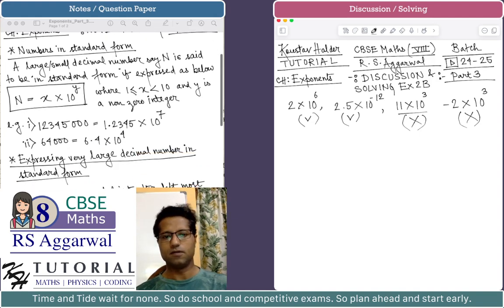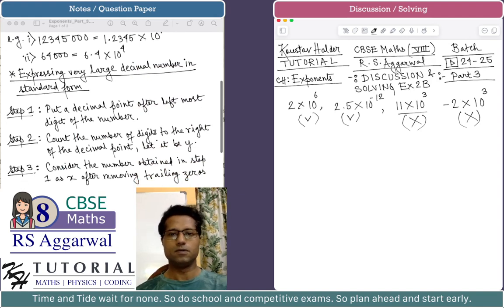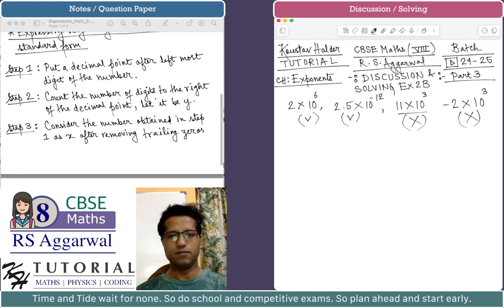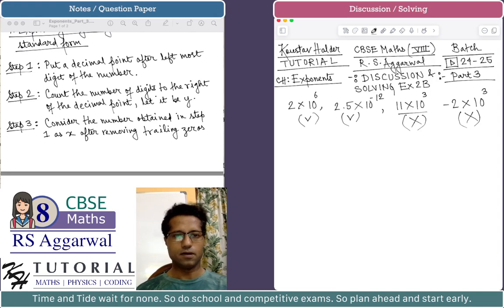Now how do we express a very large decimal number in standard form? Let's say you are given a very large number, so I will discuss the steps. There are 4 steps involved in expressing a very large number in standard form. Let's discuss the concept with an example. Let's say the very large number n is given to be 965400000. How do we express this large number?